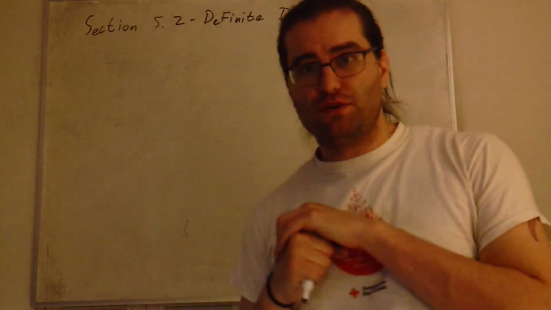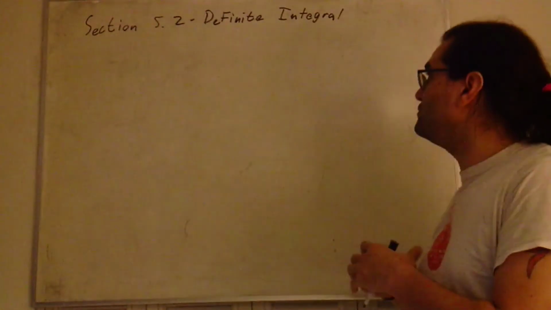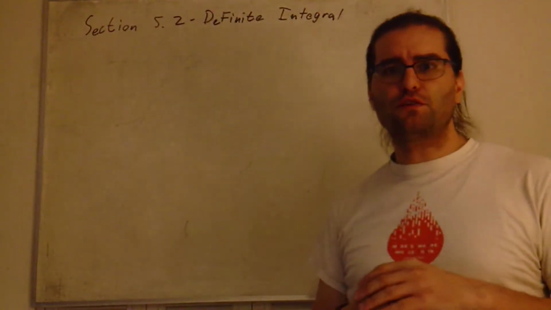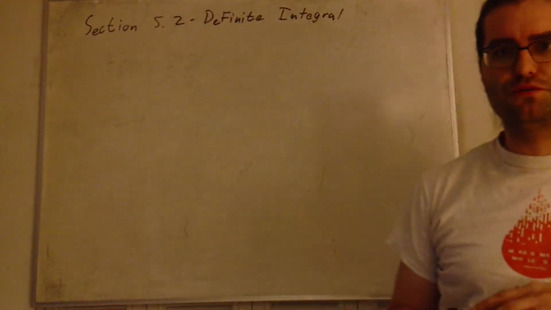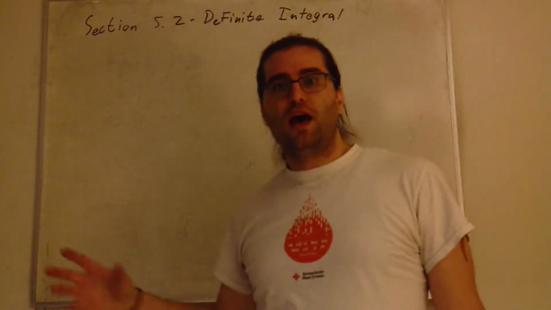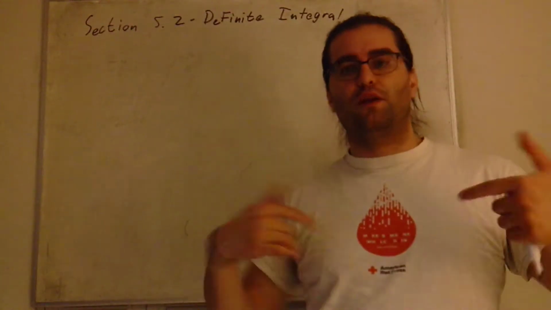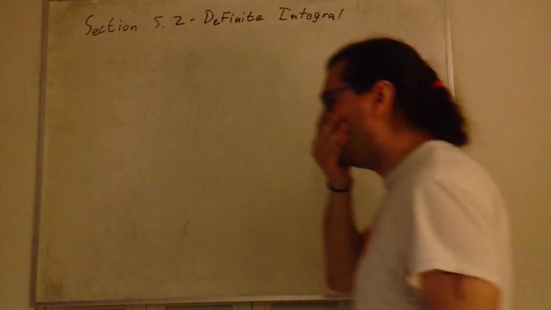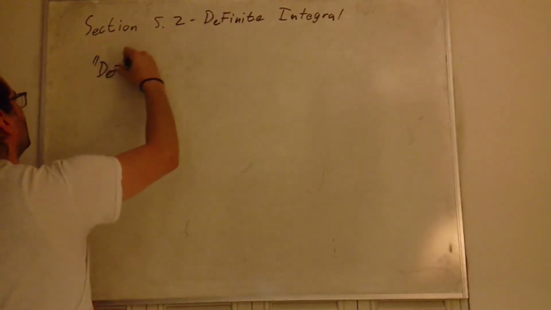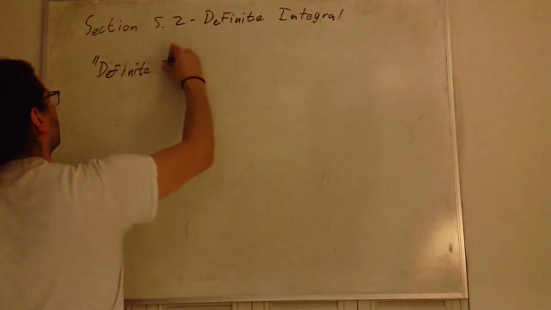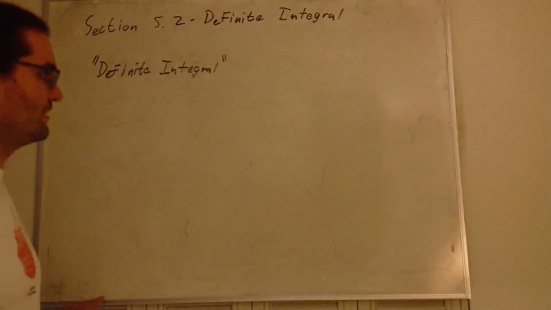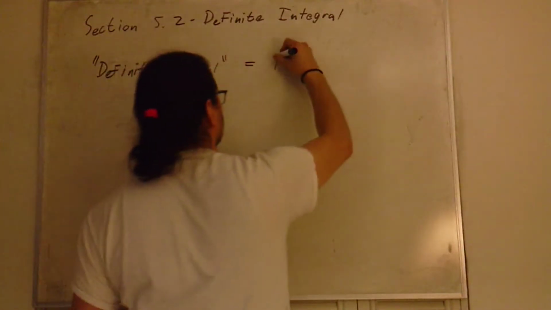On today's episode, we're talking about section 5.2, which is called the definite integral. Probably this word is new for you, so I want to take some time to explain what this is talking about, where it comes from, how it's related to the last section, and where we're going with it. So definite integral is a fancy way of saying the exact area beneath a curve.